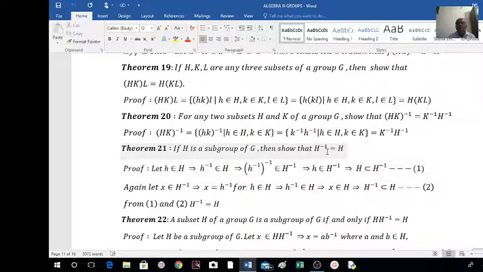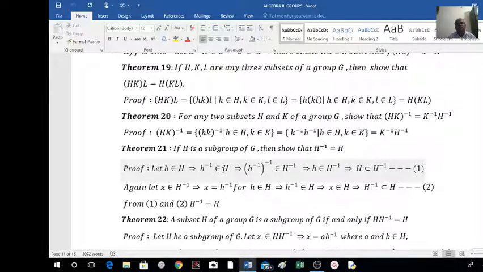To prove that H inverse is a subset of H, I have to take an element here and prove that that element is also in H. And again, to prove that H is a subset of H inverse, I have to take an element here and show that that element also belongs to H inverse. If H inverse is a subset of H and H is a subset of H inverse, then we can write H inverse equal to H. Now, let me consider an element h belongs to H. If h belongs to H, given that H is a subgroup, therefore h inverse, its inverse, also belongs to H.